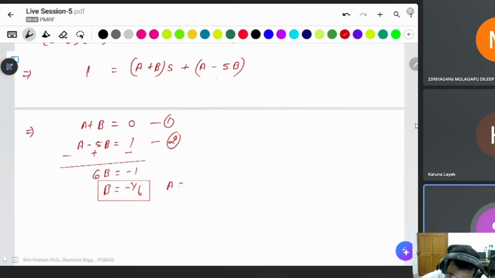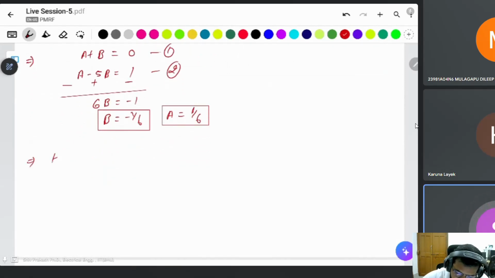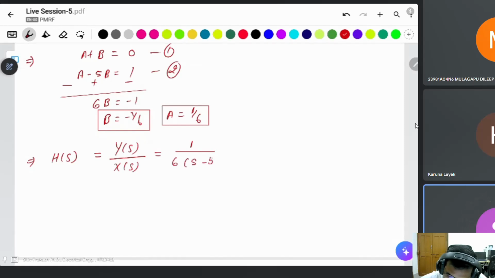Then what is the a? Same thing, a is equal to minus of b. This will be 1 by 6. Then what is the transfer function? I have written it as H of s, Y of s divided by X of s. A means 1 by 6, s minus of 5, minus of b is minus 1 by 6, s plus 1.